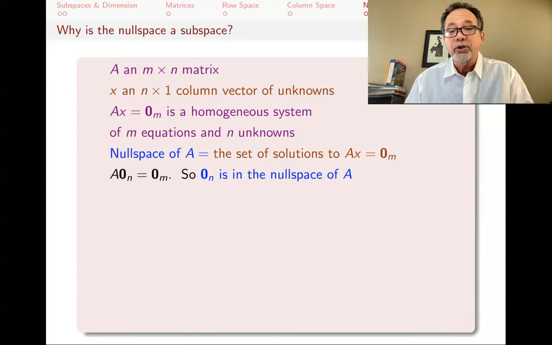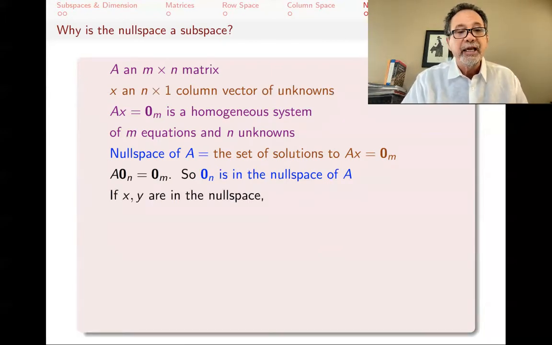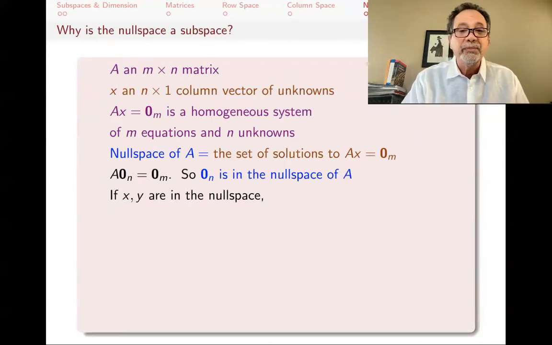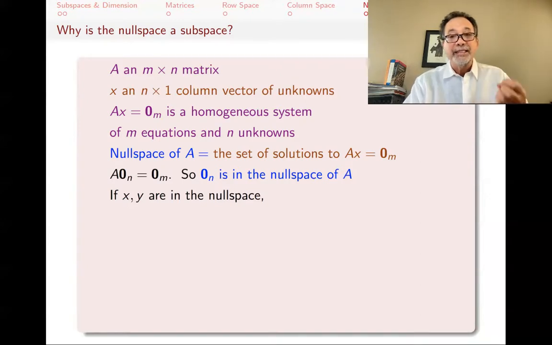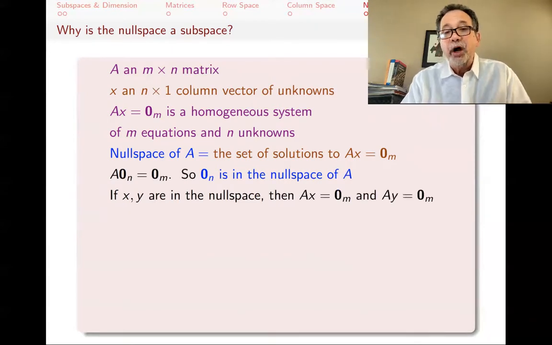And if you get the 0 vector, then they are in the null space. So 0 is in the null space. If X and Y are in the null space, is X plus Y in the null space? Well, what does it mean to say X and Y are in the null space? It means that if you plug in X or Y into the equation, it works. So that means that AX is 0 and AY is 0.